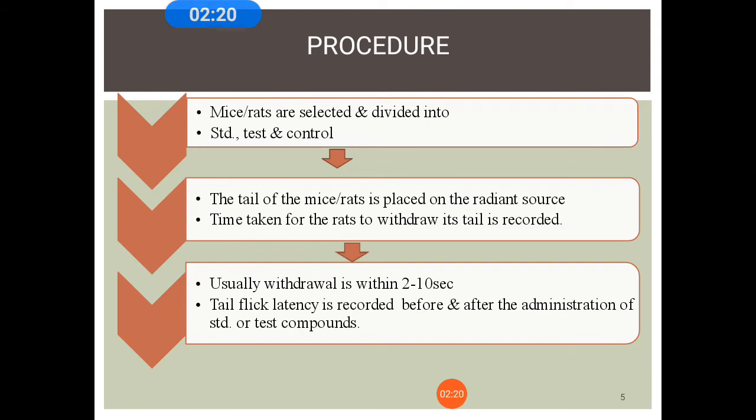So this is the procedure for the tail flick method. We can use mice or rats. Mice and rats are selected and divided into standard, test and control groups. Then the tail of the mouse or rat is placed on the radiant source. The time taken for the animal to withdraw its tail is recorded. Usual withdrawal is within 2 to 10 seconds. Tail flick latency is recorded before and after the administration of standard or test compounds.